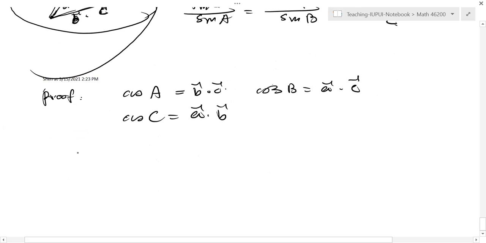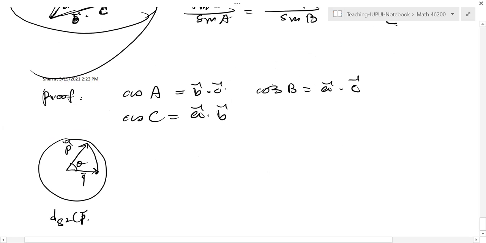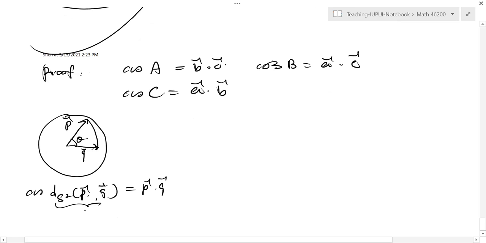Yeah, remember we have the formula, right? If we have a point P and another point Q, and that's the angle theta, the arc length is going to be the distance between P and Q. Cosine of this is going to be the dot product, okay? The same, right? So this is the angle theta, okay?